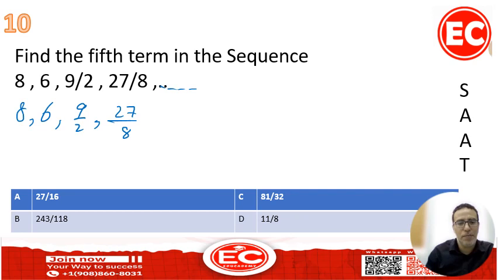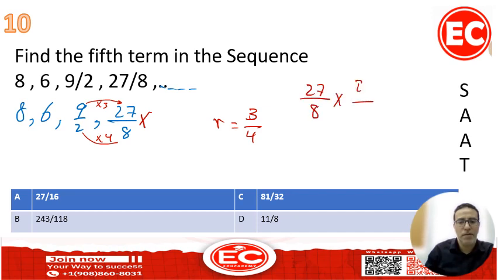To figure out the ratio, it's very easy. If you stop at 9 over 2, you will see that you multiply the top by 3, and the bottom by 4. So the common ratio is 3 over 4. Every time you multiply by 3 over 4. So I need to multiply 27 over 8 by 3 over 4. In multiplying fractions, you multiply up and you multiply down. So 27 times 3 is 81 and 8 times 4 is 32. So the right answer is C.